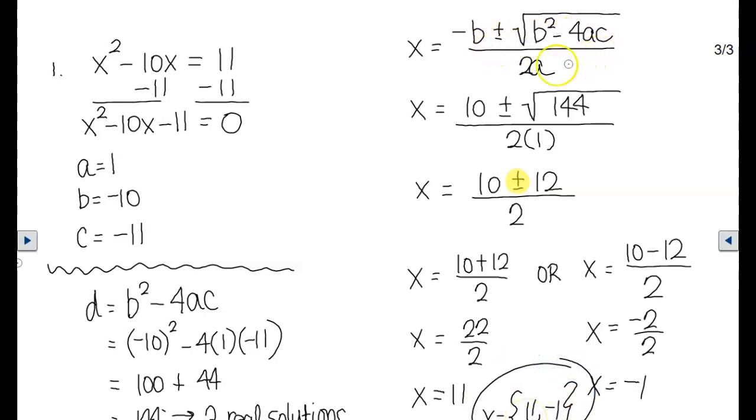So I filled everything into this quadratic formula. I simplify the square root first, and then I break this apart into the two answers and work it out as much as I can. And we'll see in a few minutes that you can't always work it out as much as we did on this one. But this one's nice and easy. 11 and negative 1 are our two solutions.